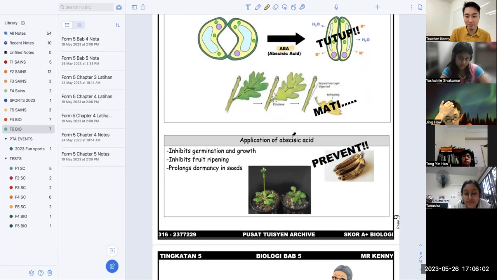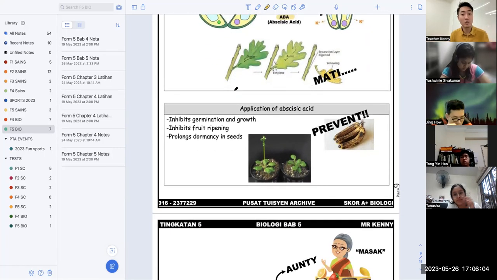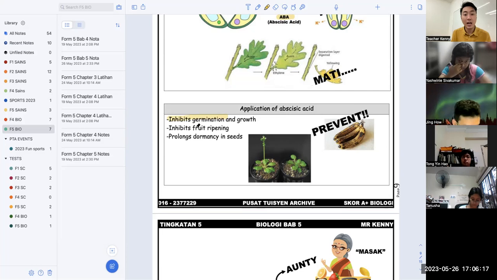Okay, so what's the good thing? I don't want my plant to germinate now during winter or when the weather is not so good. All right. So you inhibit germination. Can use it to inhibit. All right. Inhibit is again stop. Okay. I don't want my fruits to ripen so fast. Can you tell me a situation where I don't want my fruits to ripen so much? Is there such a thing? Got.